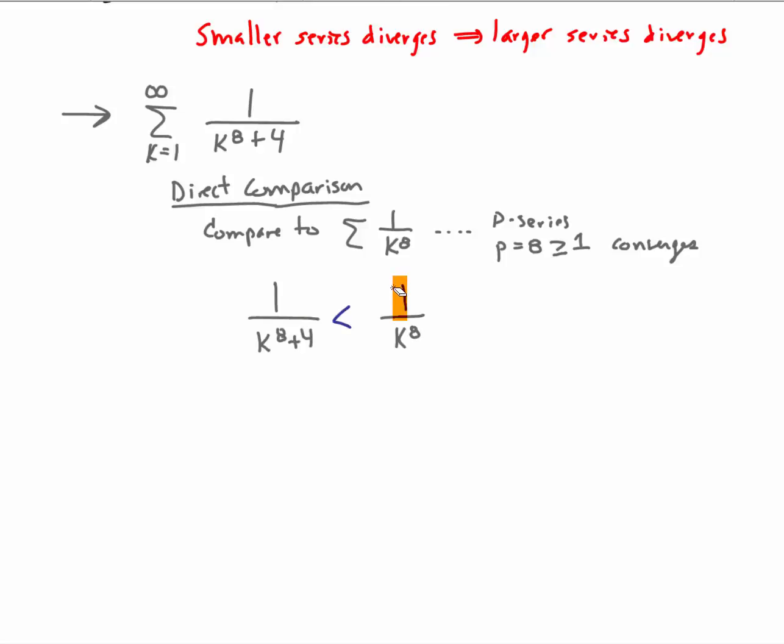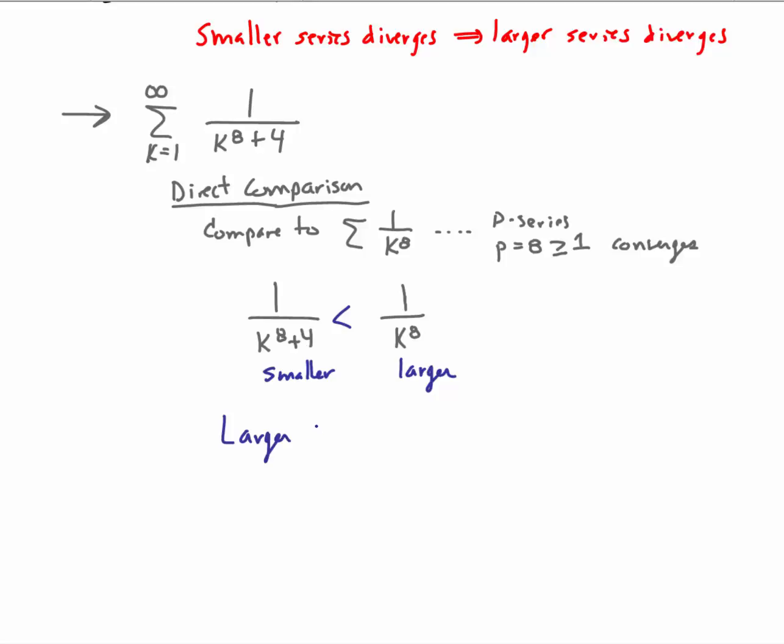So our overall fraction will be smaller there. So this is going to be my larger, and this is going to be my smaller. And this is the way you kind of want to logic your way through these. So what we know then is the larger is converging.